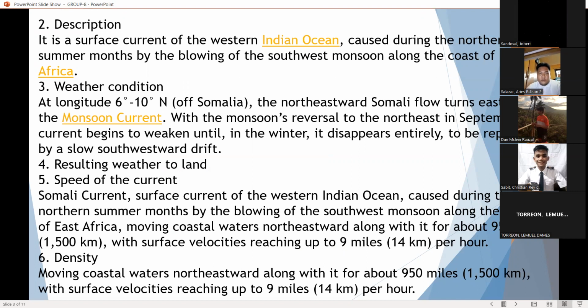The description of Somali Current is it's a surface current of the Western Indian Ocean caused during the northern summer months by the blowing of the southwest monsoon along the coast of East Africa.